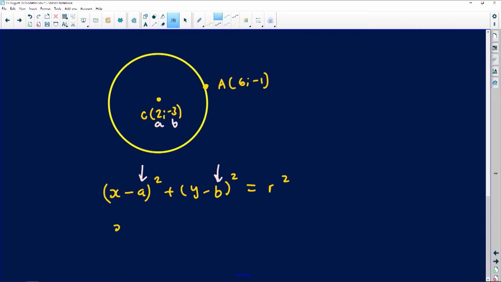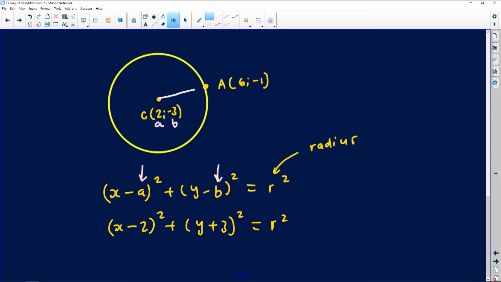So let's sub them. (x - 2)² + (y - -3)², it's going to be plus 3 squared, is equal to r². All right, but now what is this r? Well, this r here that you guys are looking at is simply the radius of the circle. Now I'm looking for the radius of the circle. For me to work out the radius of the circle, I just need to know how long is this AC. That is certainly going to be our r, right? There are two ways of working the value of that particular r. I can use the distance formula and work out the length of AC.